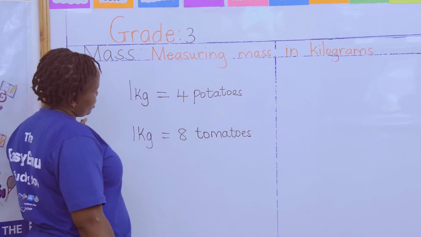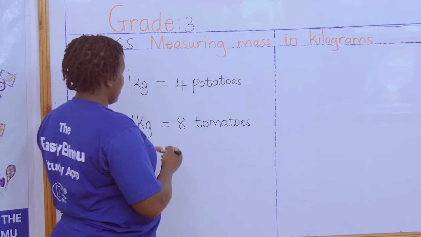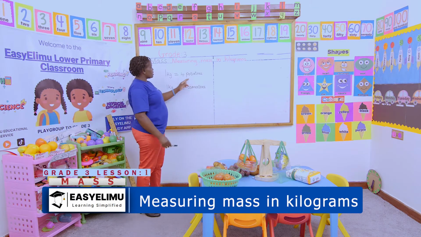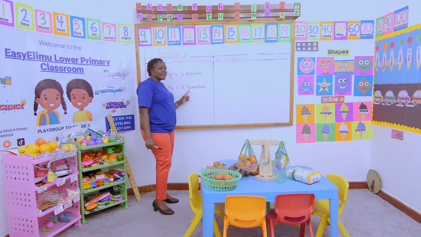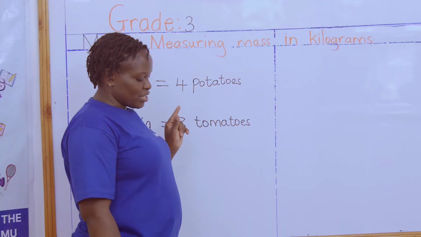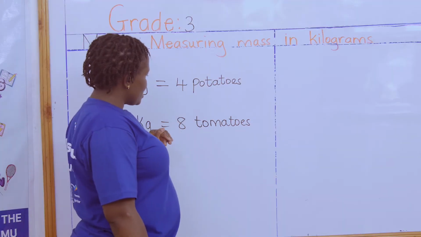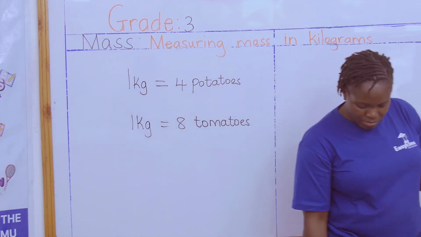Okay, so what can you say? If 1 kilogram is equals to 4 potatoes and 1 kilogram is equals to 8 tomatoes, what can you say between the potatoes and the tomatoes? We are saying the tomatoes are lighter than the potatoes. Or we can say the potatoes are heavier than the tomatoes. Are we together?